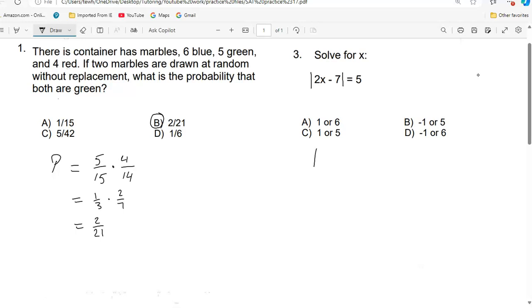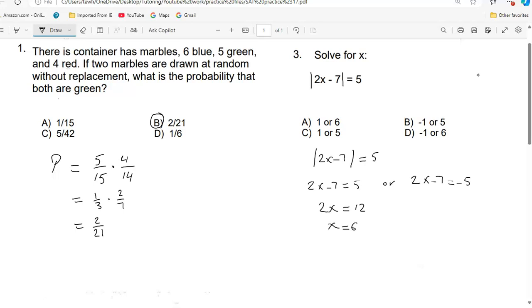If I have the absolute value of 2x minus 7 equal to 5, that means 2x minus 7 equals 5, or 2x minus 7 equals negative 5. So we're going to work with these two equations. For the one on the left, we add 7 to both sides, so 2x equals 12. So x equals 6 if I divide both sides by 2.